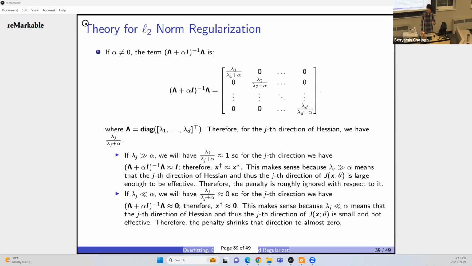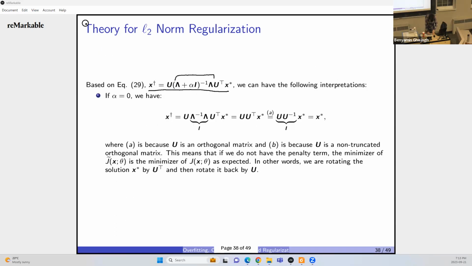Now, what if alpha is not 0? Let's analyze that. What if we have the regularization term? So let's analyze this. What is this? This is exactly the term that we have in the solution here, right? Let's analyze this term.